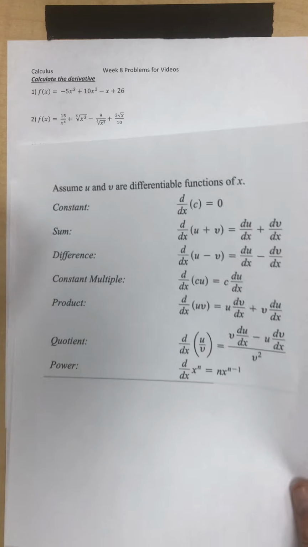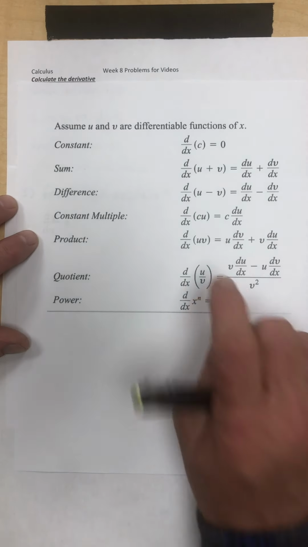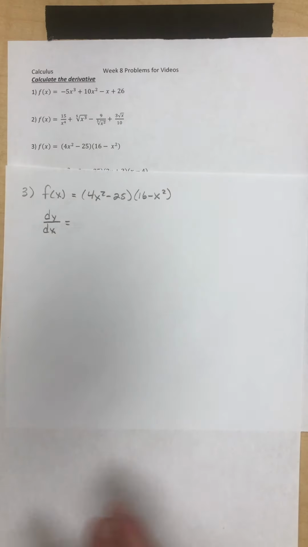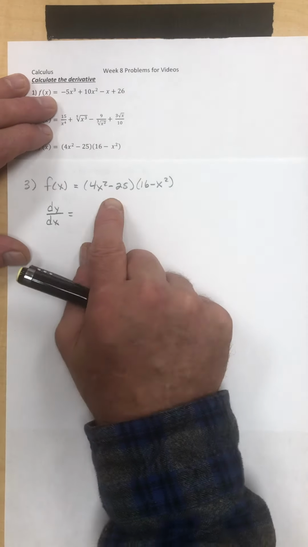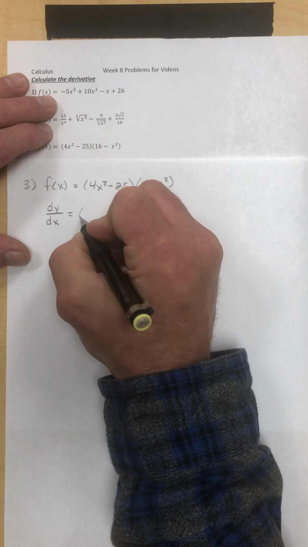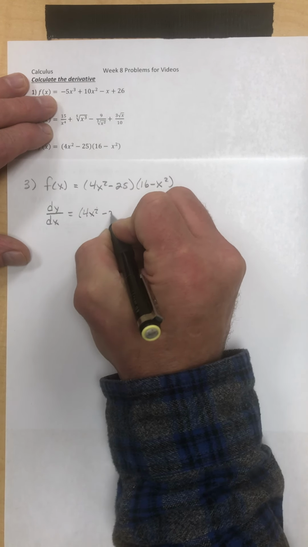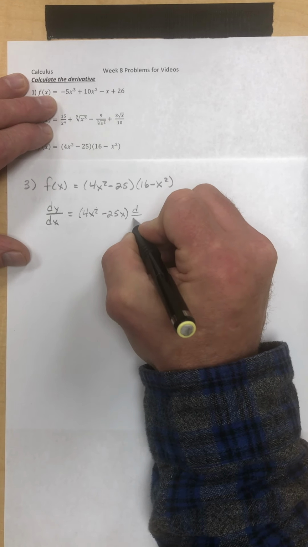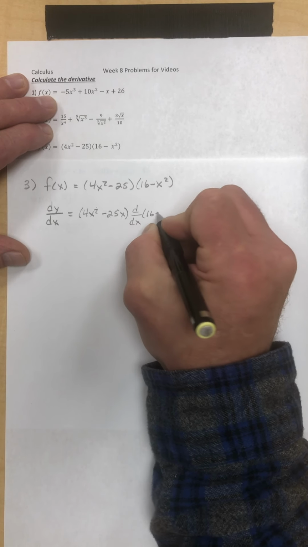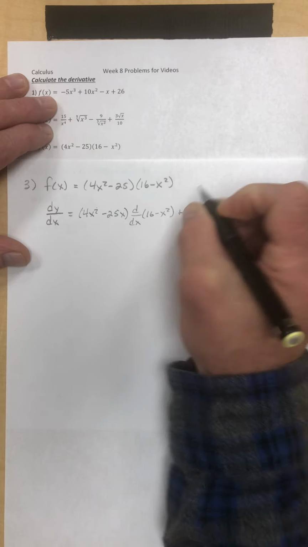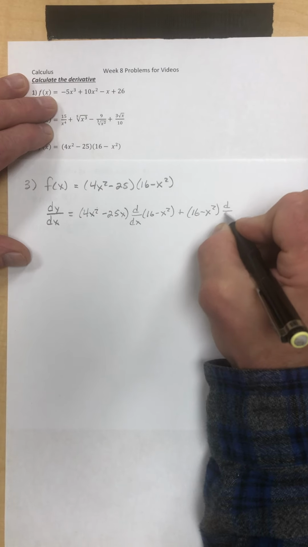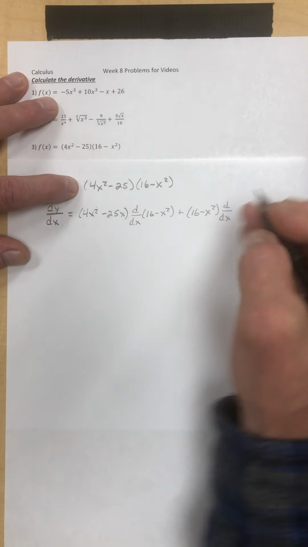So if we go here, product rule. Notice it's the first times the derivative of the second plus the second times the derivative of the first. So I can apply that product rule. I go the first times the derivative of the second, so it would be 4x squared minus 25 times d/dx of 16 minus x squared, plus the second, 16 minus x squared, times the derivative of the first, 4x squared minus 25.